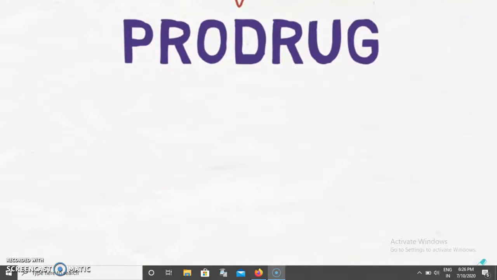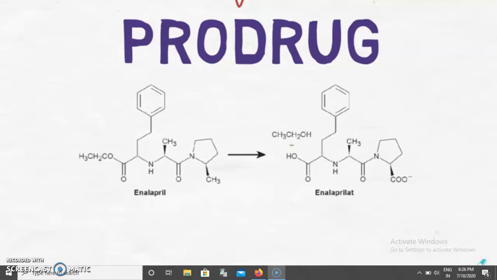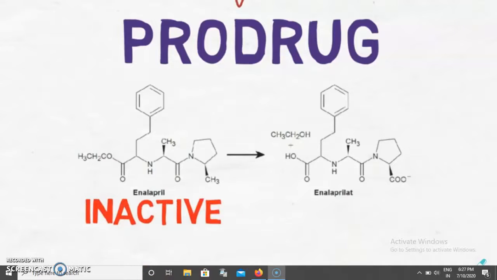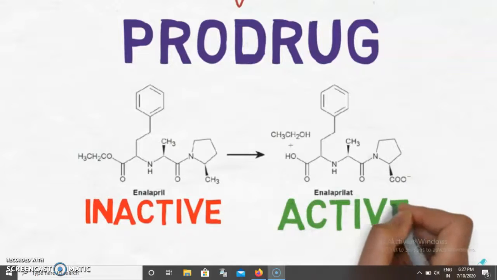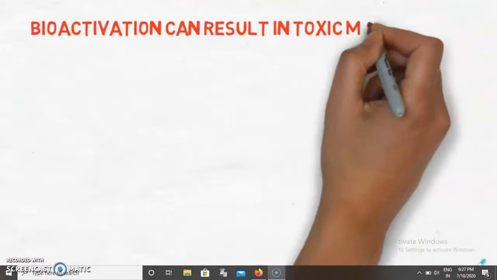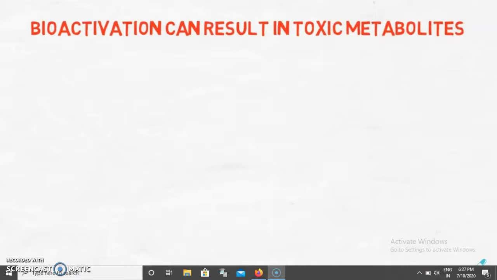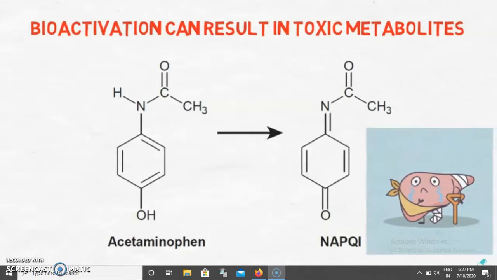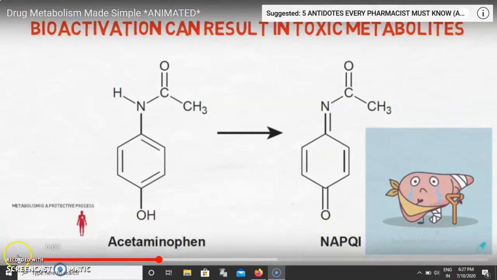An example of a prodrug is enalapril, which has no activity as an antihypertensive agent. But upon hydrolysis, it becomes enalaprilat, which is a potent antihypertensive drug. Bioactivation of a drug can also lead to a toxic metabolite. The widely used acetaminophen has a metabolite that is called N-acetyl p-benzoquinoneamine, which is hepatotoxic. I have explained the mechanism of toxicity and the antidote in my previous video, which I linked in the description below.